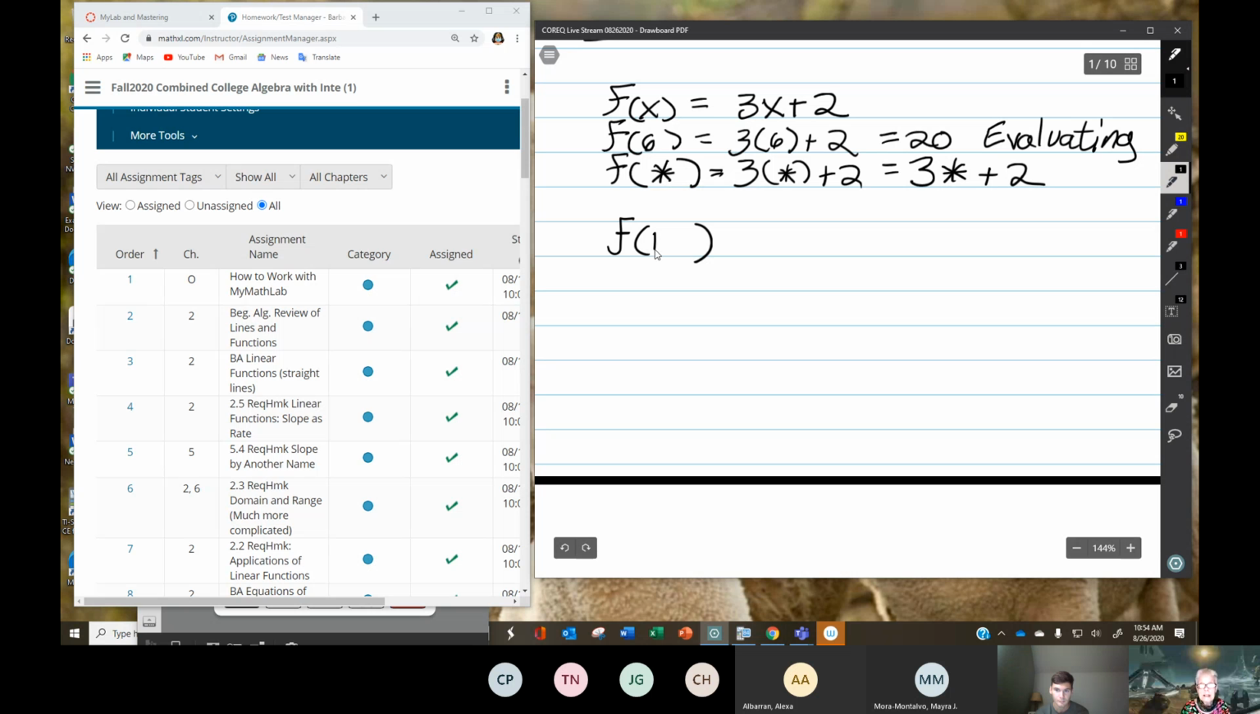Suppose that for reasons I don't know, I have to stick this into f of x equals 3x plus 2. Well, if it says to do it, I have to do it.